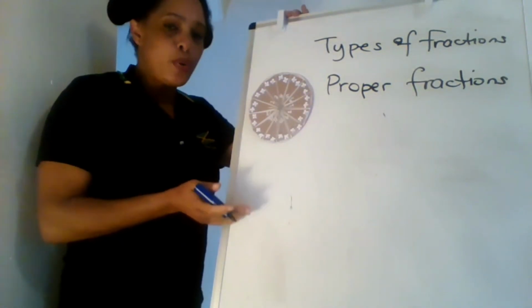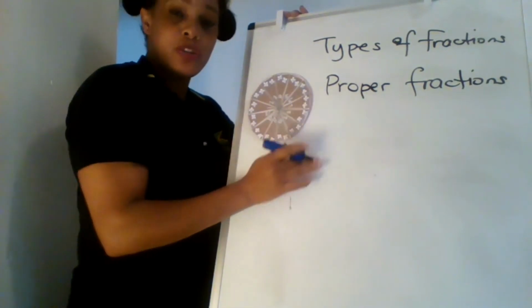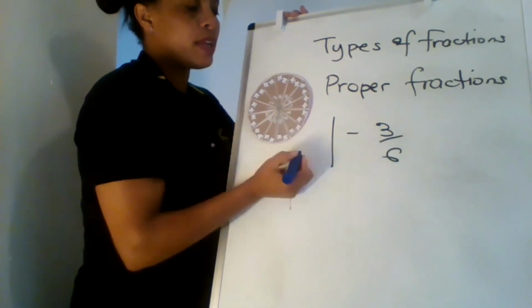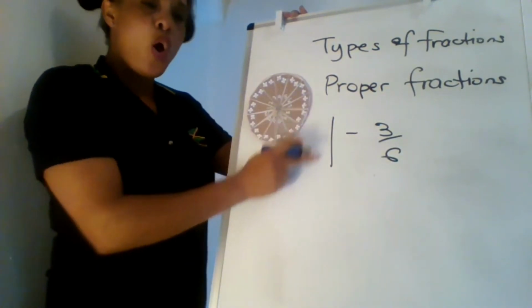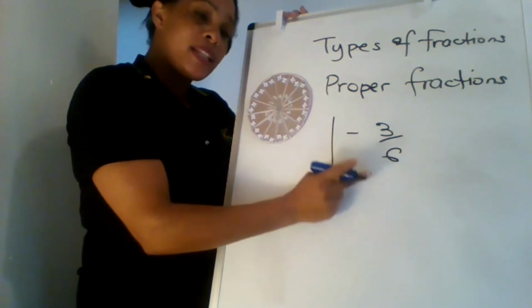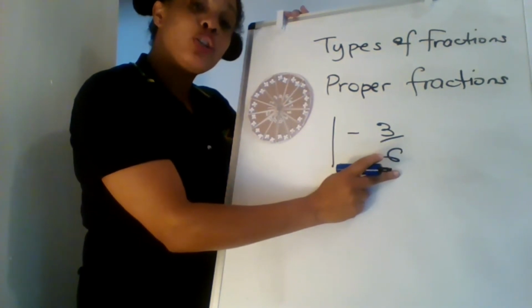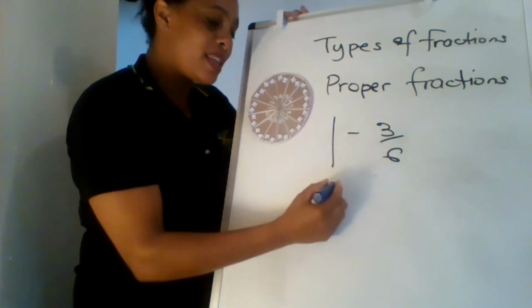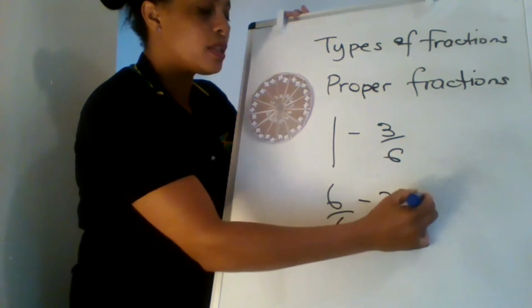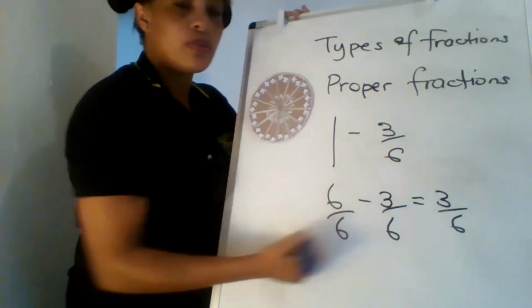Let's look at another question that could come up on proper fractions. If I have 1 take away 3 over 6, how are we going to do that? 1 whole take away 3 out of 6. What you need to look at is that the cake is cut up into 6 parts. So this is the same thing as saying 6 out of 6 take away 3 out of 6. And our answer is 3 out of 6.